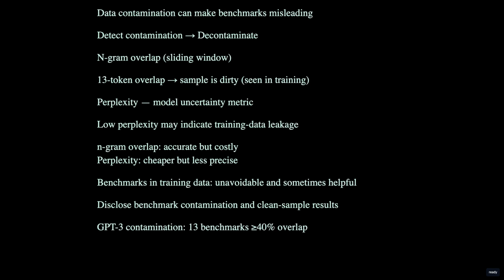OpenAI found that GPT-3's training data included substantial amounts of several common benchmarks. 13 benchmarks had at least 40% of their examples present. This kind of contamination can inflate reported scores. The figure compares performance when you evaluate only the clean subset versus the full, potentially contaminated benchmark to show the relative difference.